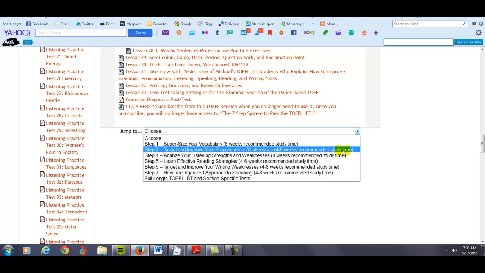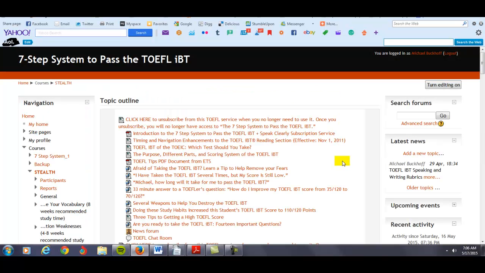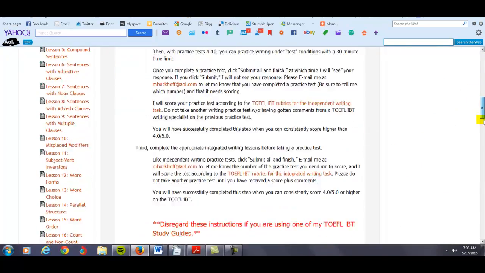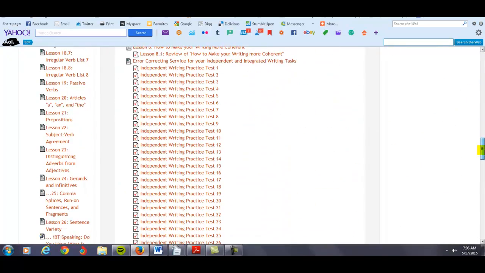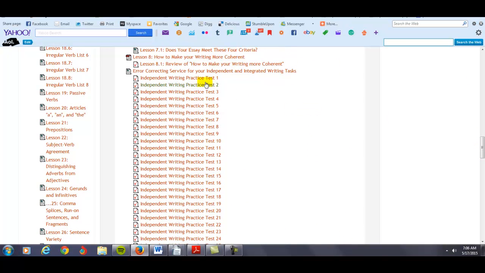So if we go here, my recommendation is when you go to the writing section, you see all these practice tests. I have over 40 of them. What I recommend is you practice 1 through 10 here, and then when we do the final exam, I'll pick something over here for us to do in class. So this is going to be really good for you.